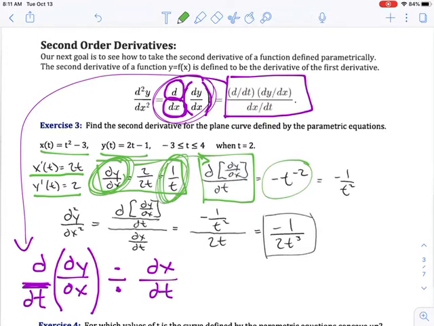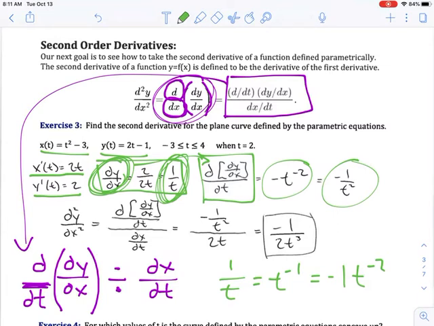So we're taking the derivative of 1 over t with respect to t. We end up with negative t to the negative 2. And of course, you guys can handle that, because 1 over t can be rewritten as t to the negative 1 power. Then taking the derivative of that, you have negative 1 times t to the negative 2, which is better written as negative 1 over t squared.